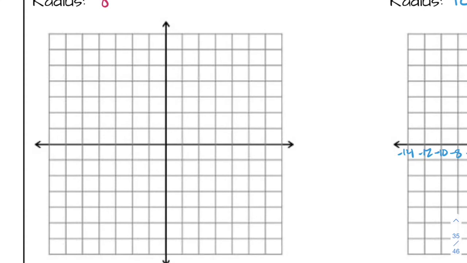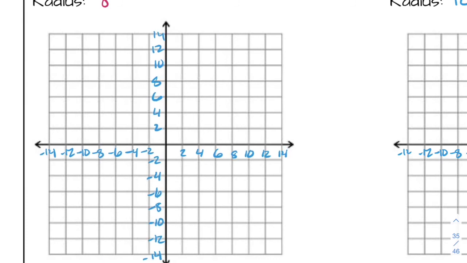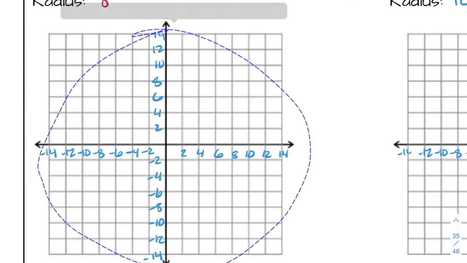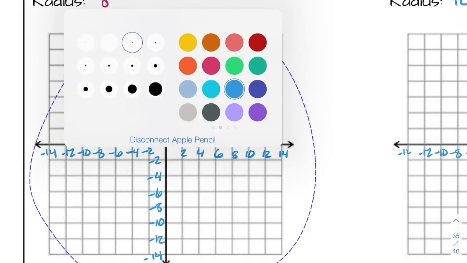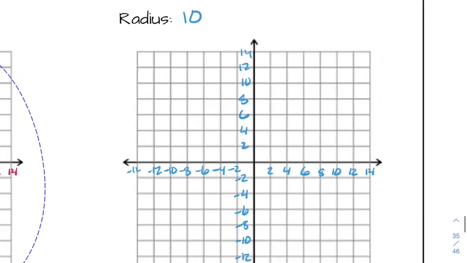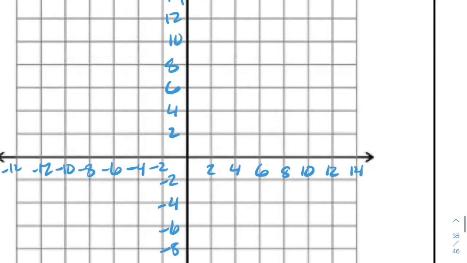Good enough. All right, so this is (2, 3) with a radius of 10. So (2, 3) with a radius of 10 is going to be 2, 4, 6, 8, 10 right there, because I'm counting by 2's.